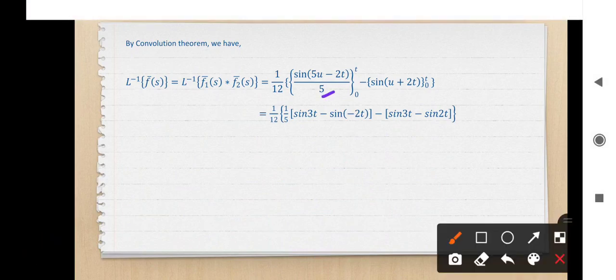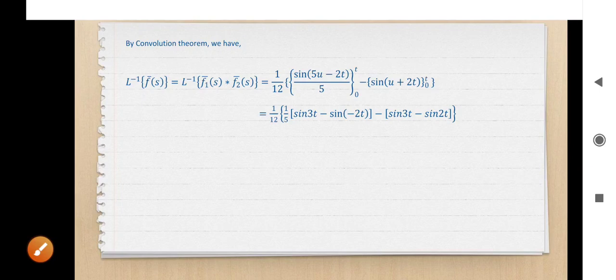Here this denominator 5u can be written as 1 by 5u. With u equal to t as upper limit, we get sine 3t minus sine of 0 minus 2t, that is sine of minus 2t. And for the second term, upper limit is sine of t plus 2t, that is sine 3t, minus sine of 0 plus 2t, sine 2t. Now we know that sine of minus theta is minus sine theta.